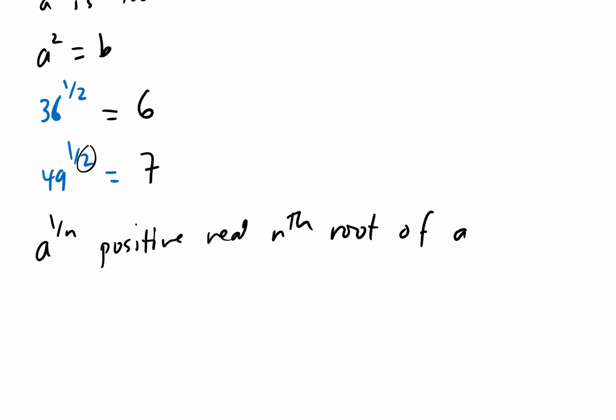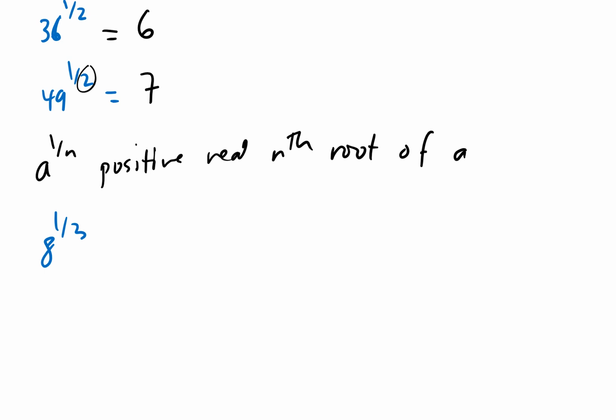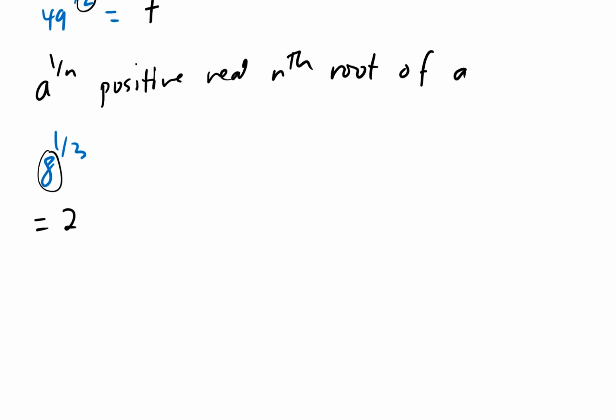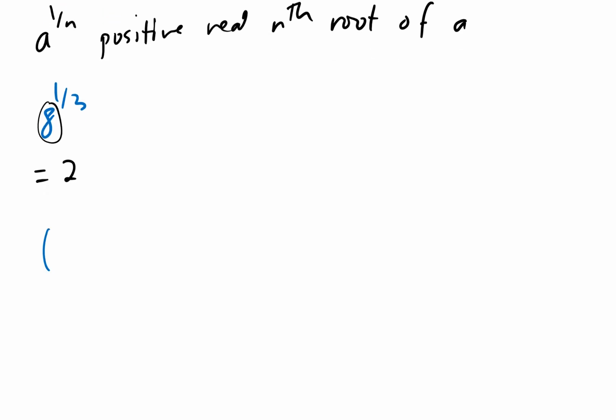So if we are asked to find 8 to the 1/3, this is the third root of 8. It means what's the number that multiplied by itself 3 times gives you 8? It's 2, because 2 times 2 times 2 is 8. Same thing applies for -8 to the 1/3. What's the number that multiplied by itself 3 times gives you -8? That's -2.